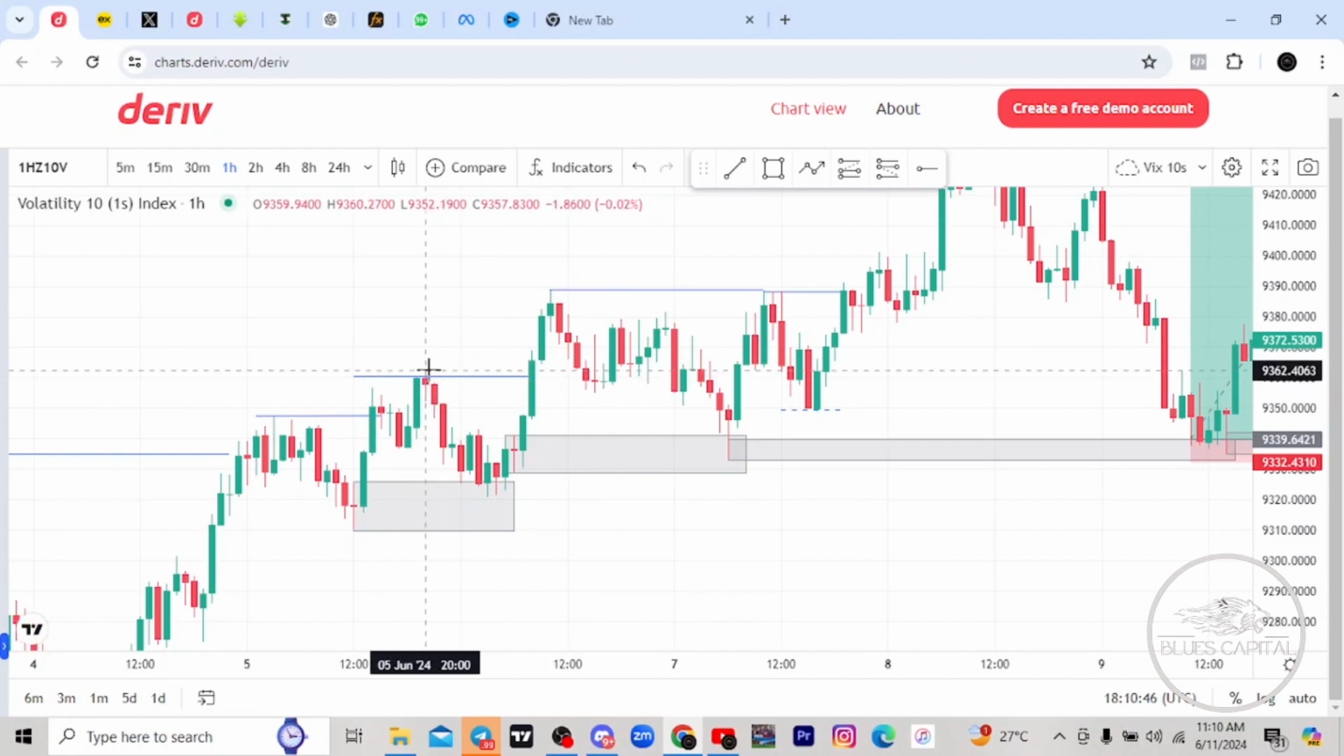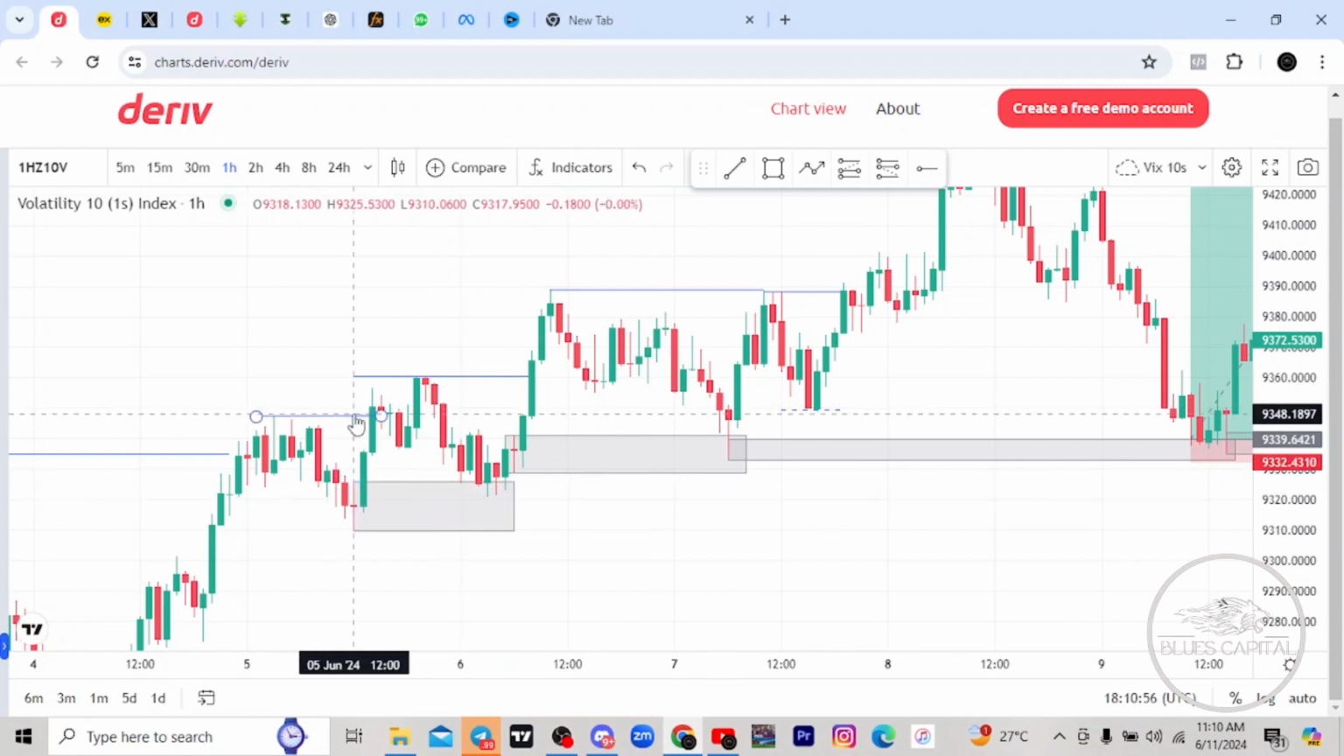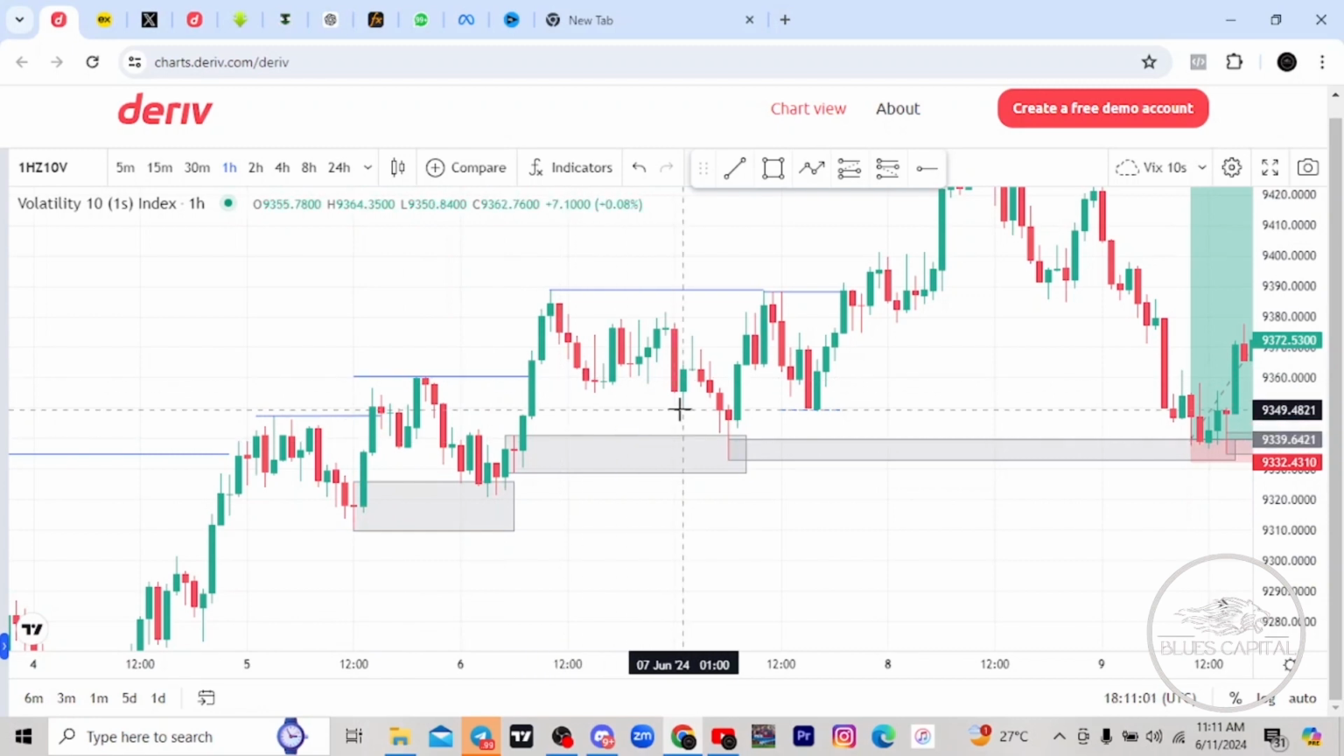Creating a new BOS. First BOS, break of structure. The market retraced back again and mitigated the demand zone. That shows that the market is bullish. That's the first break of structure, the second break of structure, and the first respected zone and second respected zone.